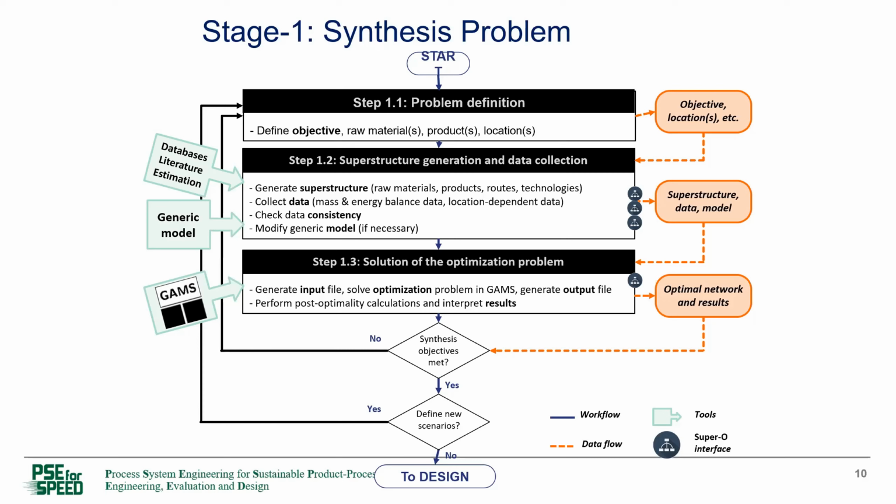After the GAMS run is finished, hopefully it has converged. If it is converged, it extracts the results and puts them into the interface so the user can see the result. Okay, so that's how the stage one of the synthesis problem works.